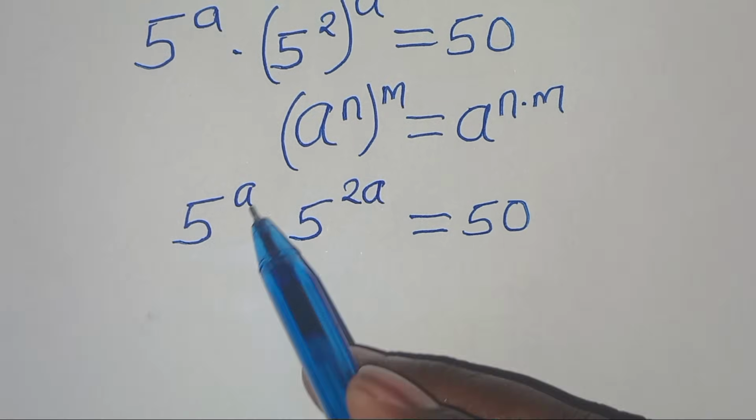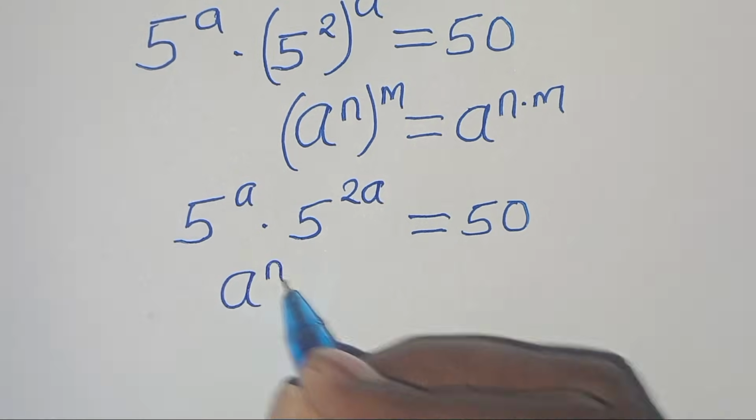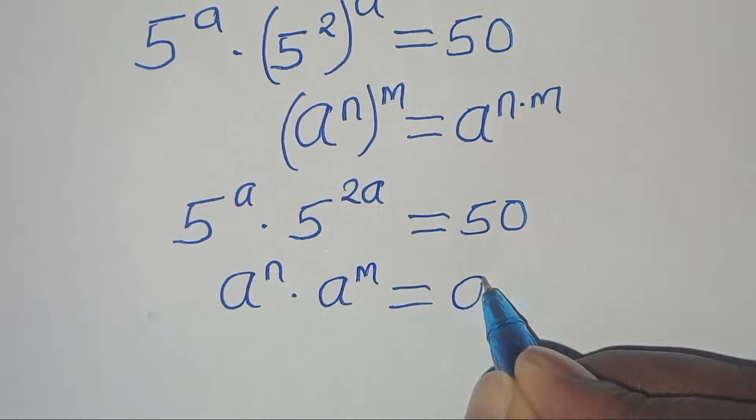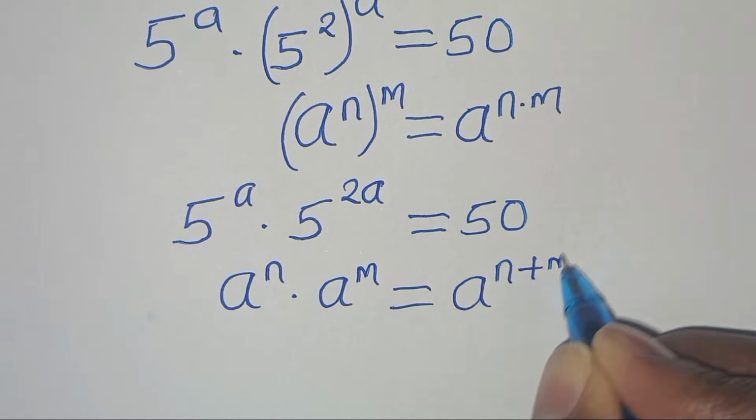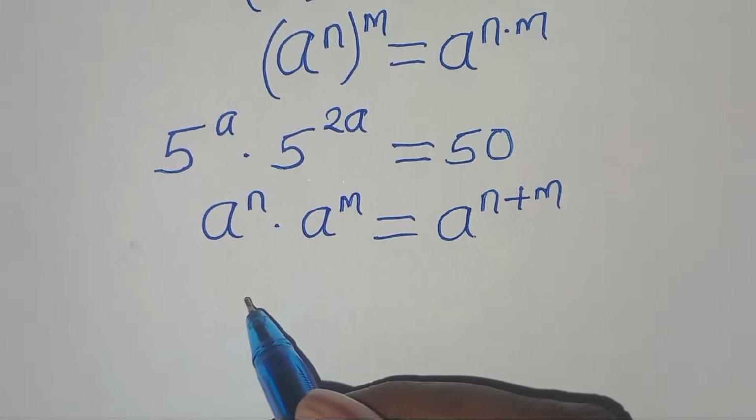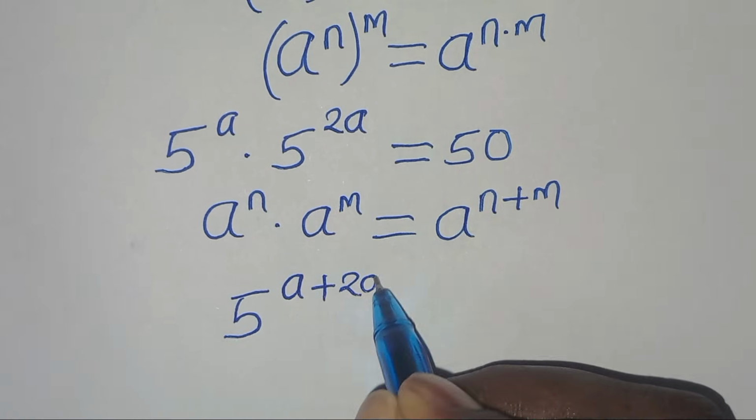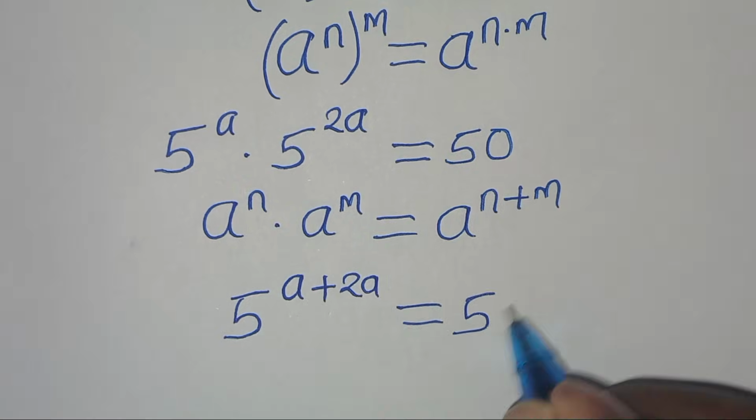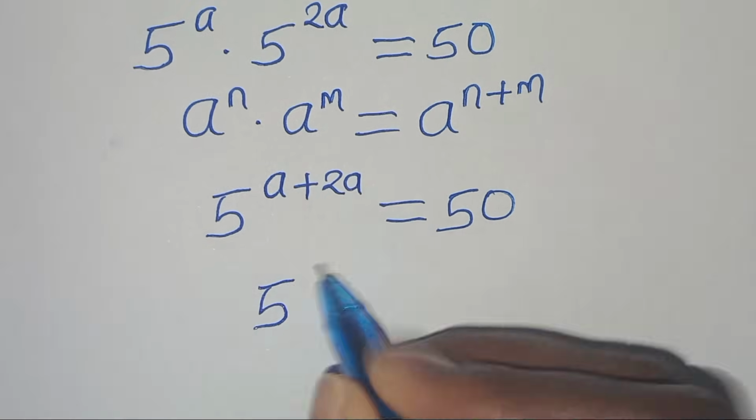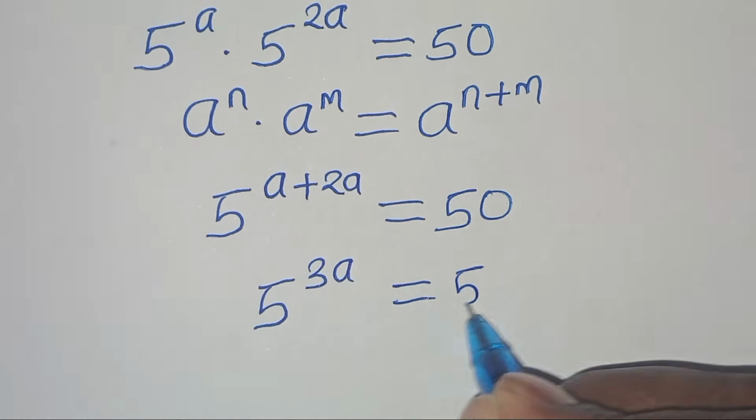Now, 5 to the power of a times 5 to the power of 2a is in the form of a to the power of n times a to the power of m, which we can express as a to the power of n plus m. Applying this exponent property, here we have 5 to the power of a plus 2a. This is equal to 50. So this means we have 5 to the power of a plus 2a, this is 3a. This is equal to 50.